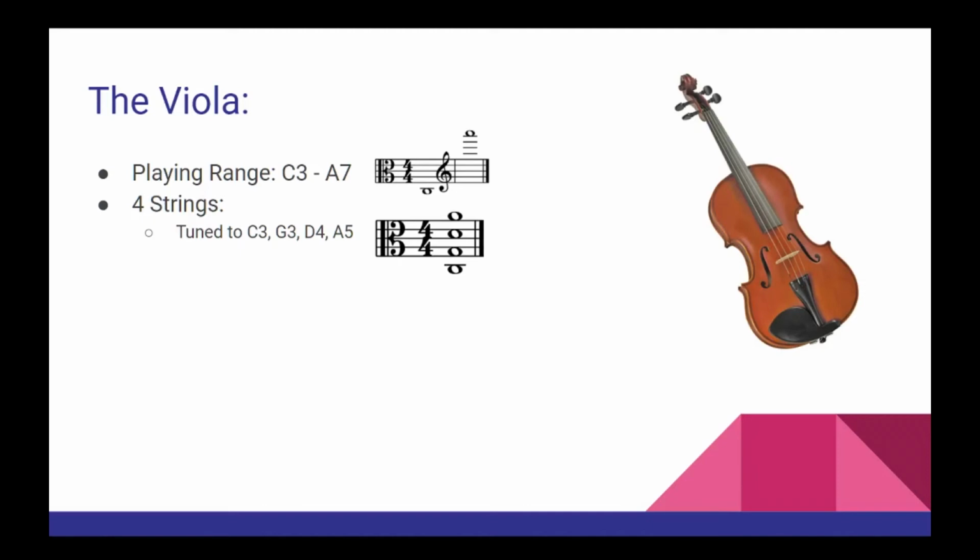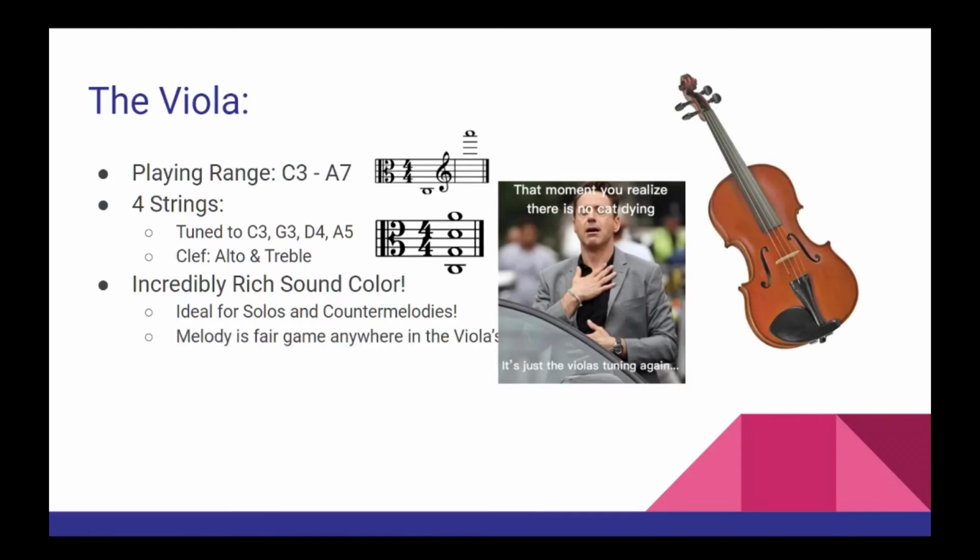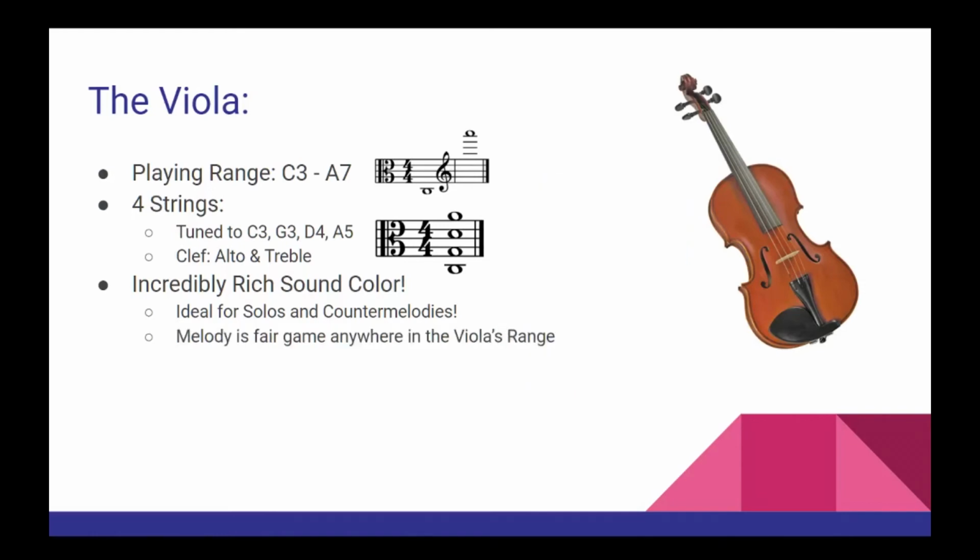treble clef. So the viola often gets a pretty bad rep. It's frequently the butt of jokes and a bunch of memes online, but honestly, it really does have an incredibly beautiful sound. Its lower registers bring a really deep, chocolatey, rich tone color that can't be replicated by the other stringed instruments, which makes it ideal for solos, melodies, or countermelodies. And speaking of melodies, just like the violin, performing the melody is fair game anywhere in the viola's range. However, there are 2 specific parts of its range that you should consider.